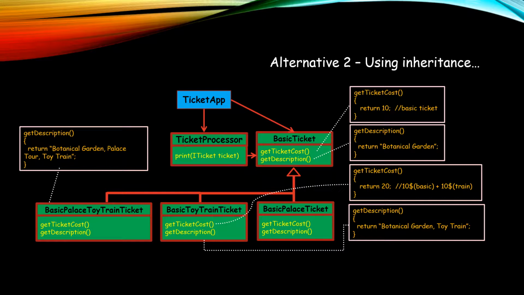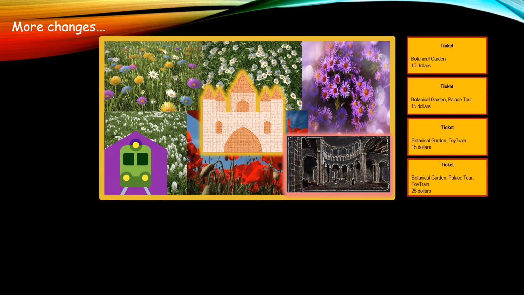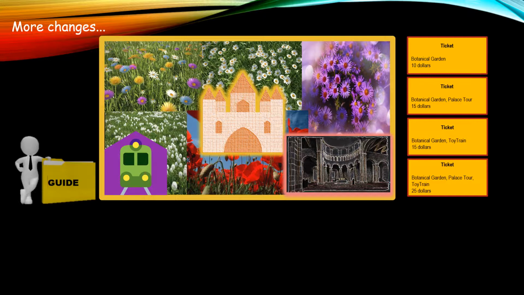So it appears like the number of classes is increasing with each new attraction that we are adding. We can fully understand the impact of this design if we add one more attraction. What if tomorrow tourism department introduces a tourist guide for an additional $5? This will result in at least 3 more ticket options.